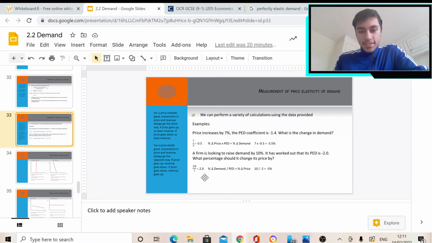So what we just say is, we just see whether the number is greater than 1 or smaller than 1, regardless of the sign. You don't consider the signs. And the reason is very simple.